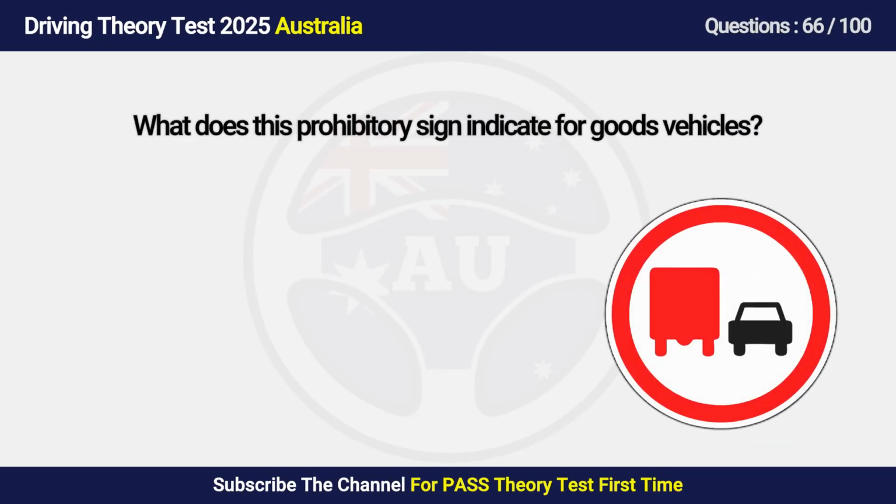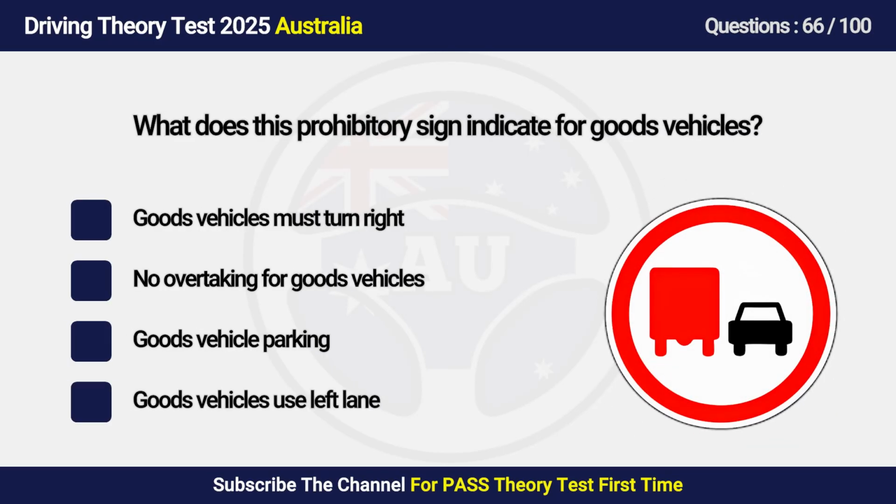Question 66. What does this prohibitory sign indicate for goods vehicles? A. Goods vehicles must turn right. B. No overtaking for goods vehicles. C. Goods vehicle parking. D. Goods vehicles use left lane.